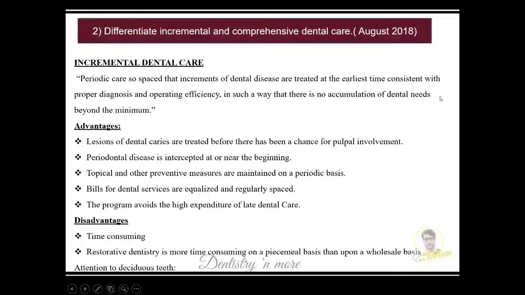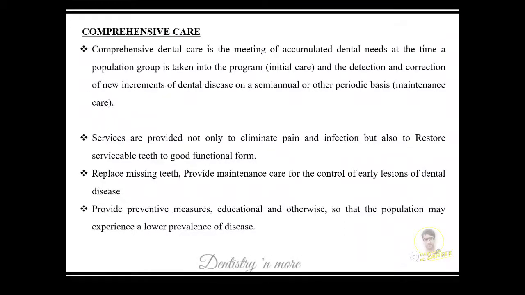But in the incremental approach, we take just a part of this population or a part of the school. If you are going to a school, we just take one class at a time. Then after some period, we take the next class and provide the maintenance care for the previous class. Similarly, we complete the whole population or whole school. But in comprehensive, we do this entire thing at a single time, and later on, we provide the maintenance care.